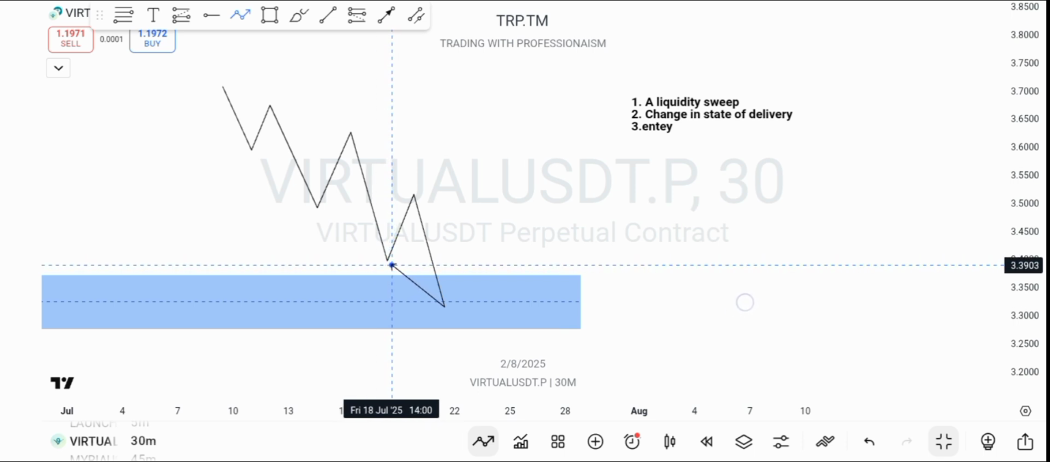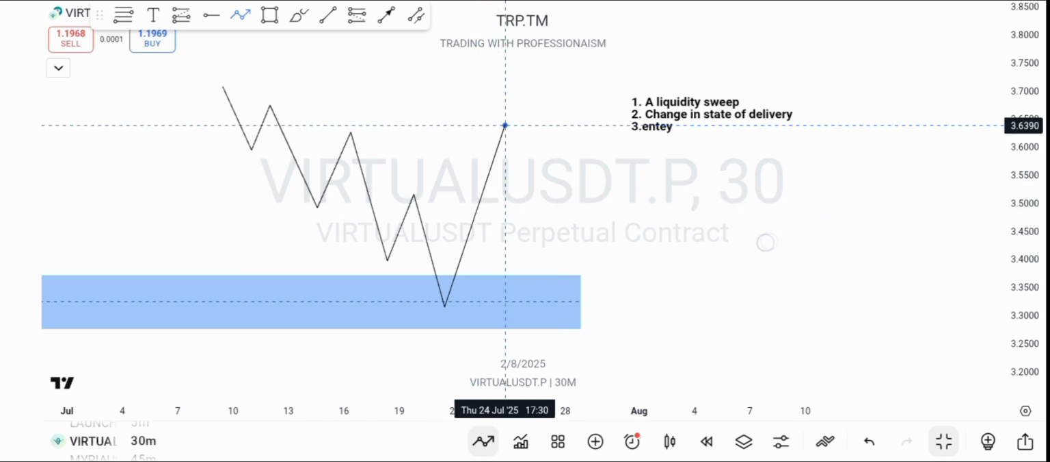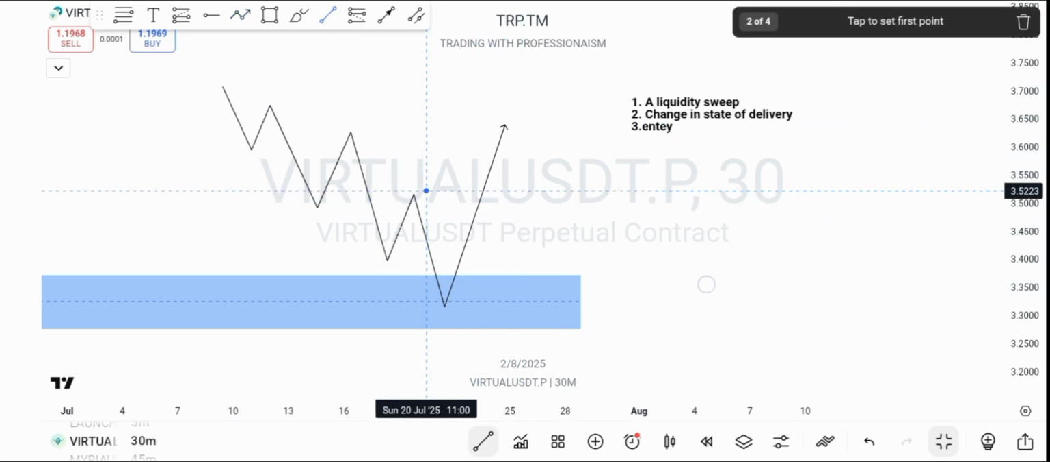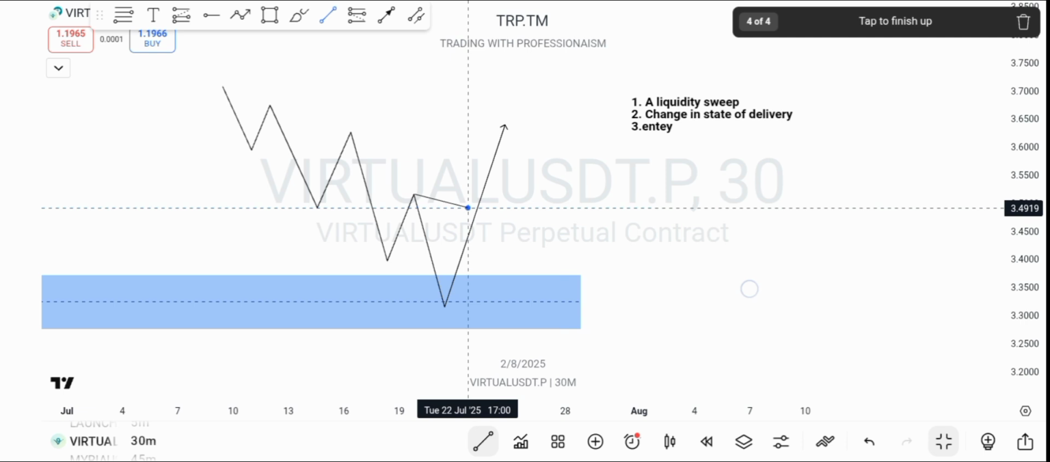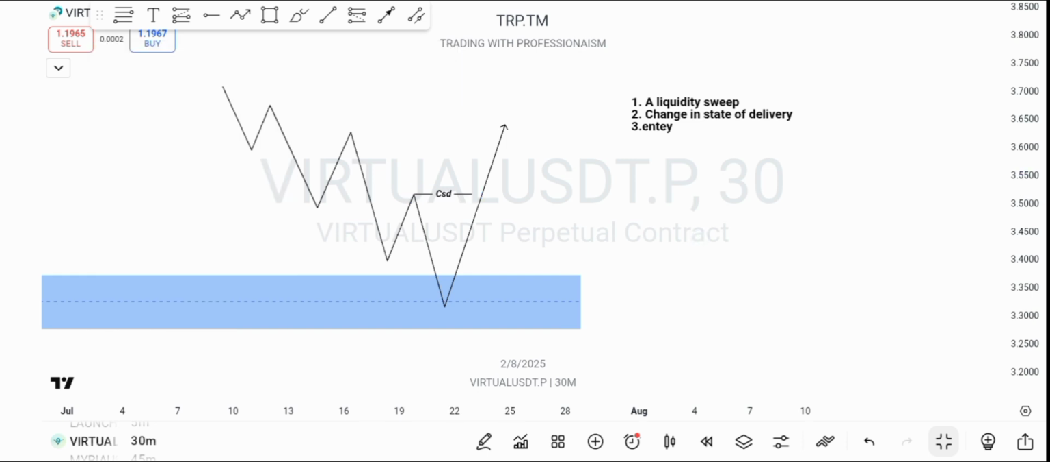Then rapidly after this liquidity sweep, the next thing you're looking for is a change in state of delivery. This now is called a change in state of delivery. It confirms that the market wants to change its trend. Until you see this change of delivery, you do not enter. Do not enter until you see this shift here.